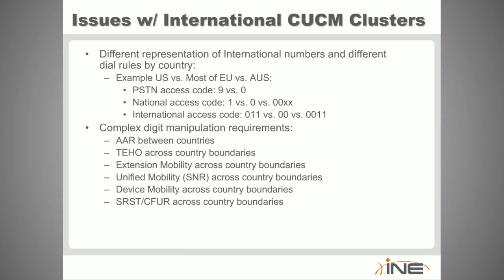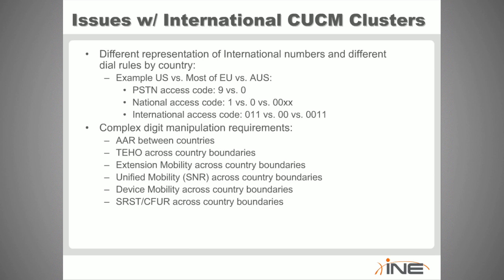So most of the EU uses 0, including the UK, and Australia uses 00XX. Actually, I think a number of South American countries use this as well. 00 being the long distance code, and then XX, fill in the blank with your preferred carrier that you want to have toll or charge you for that long distance or national call. Then international access codes. The US and Canada use 011. The UK and most of EU use 00.